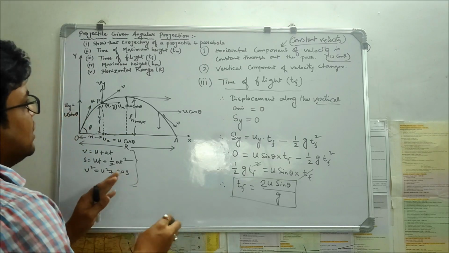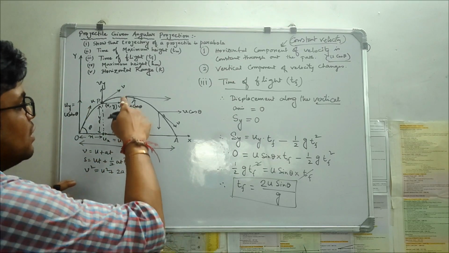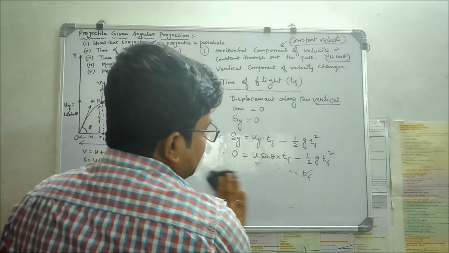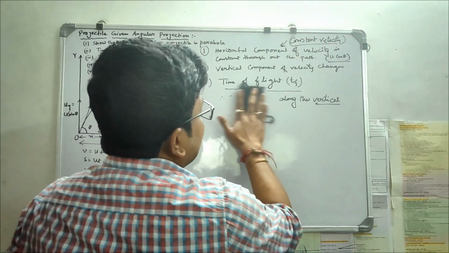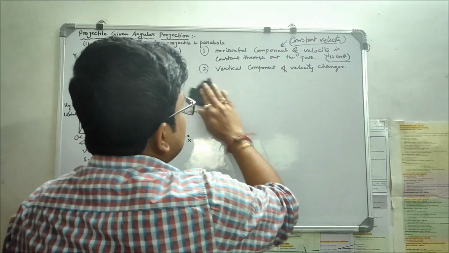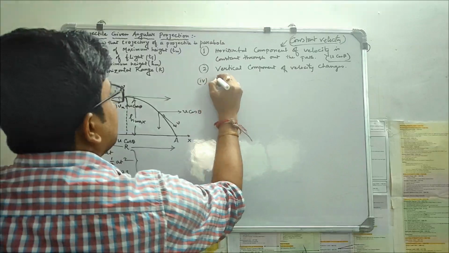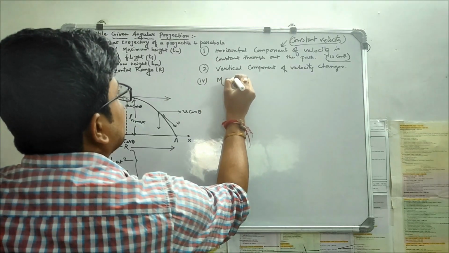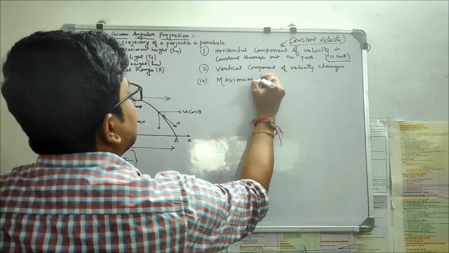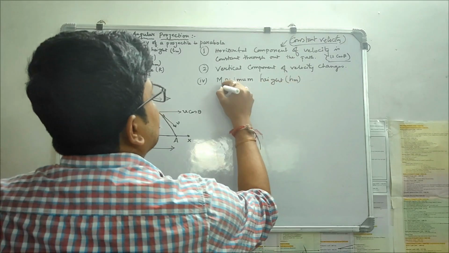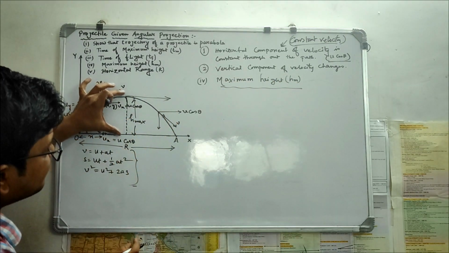Clear? Chalo, next karenge maximum height. So what is this height I want to calculate, maximum height. Okay, so now the fourth one is the calculation of maximum height, HM. How much height am I talking about?